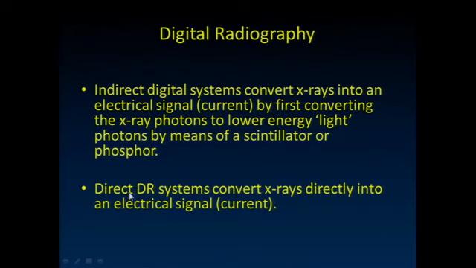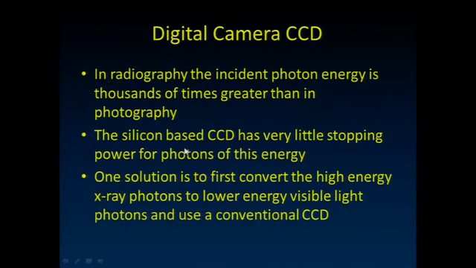In direct digital radiography systems, we're going to convert those X-rays directly into an electrical signal or current. Now, some of you have probably said, I've got a beautiful CCD camera on my cell phone these days. Why don't we use a similar thing and just put that on the backside of the patient and take a picture there? The reason is that those amorphous silicon, transistor-type CCDs, those charge coupled device arrays, have no stopping power for high energy X-rays. So that kind of system doesn't work.